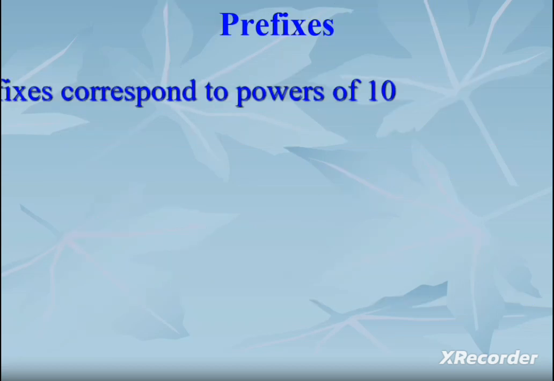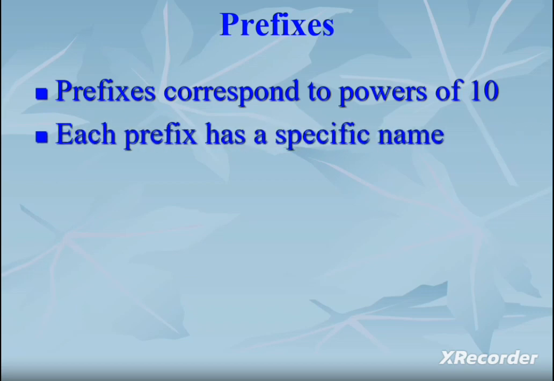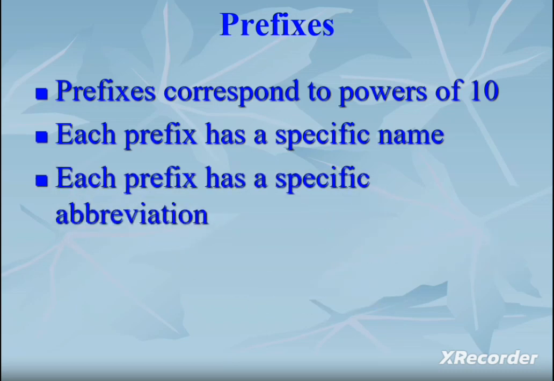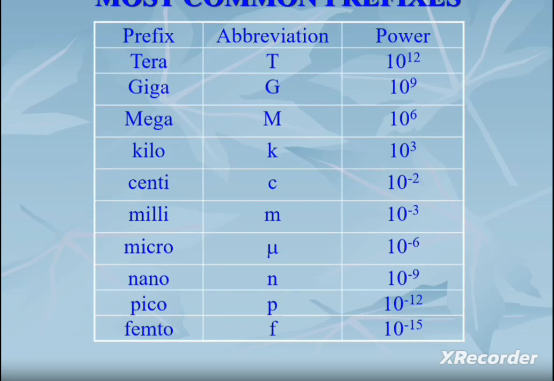Now in physics, you are going to learn about prefixes. Prefixes correspond to powers of 10, and each prefix has a specific name and a specific abbreviation. The most common prefixes you are going to use in physics are: tera, T, 10 to the power 12; giga, G, 10 to the power 9; mega, M, 10 to the power 6; kilo, k, 10 to the power 3; centi, c, 10 to the power negative 2.